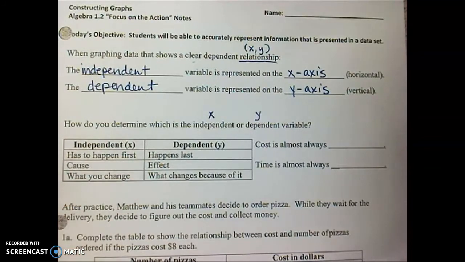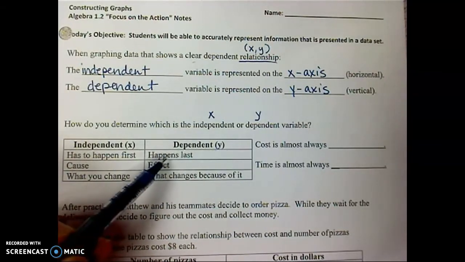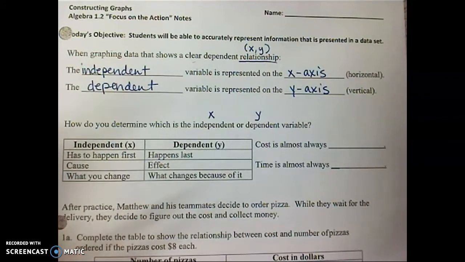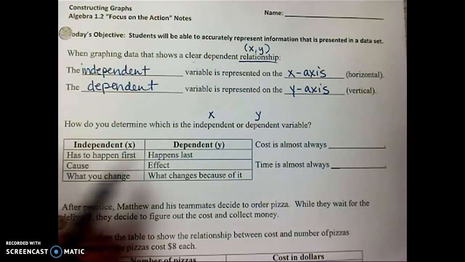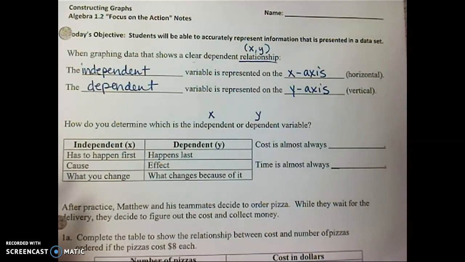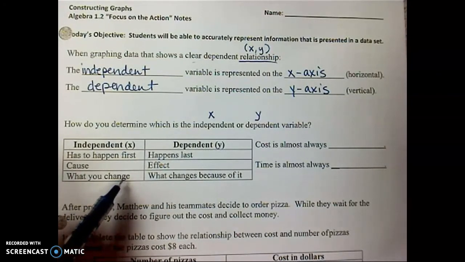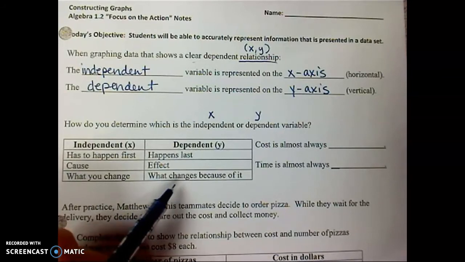Say you go to the store, you're going to put food in your cart, or you're going to get your food first, and then at the end you're going to pay for it. So that's going to determine your cost. Okay, cause and effect is one. That's a dependent relationship. What you change to what changes because of it.